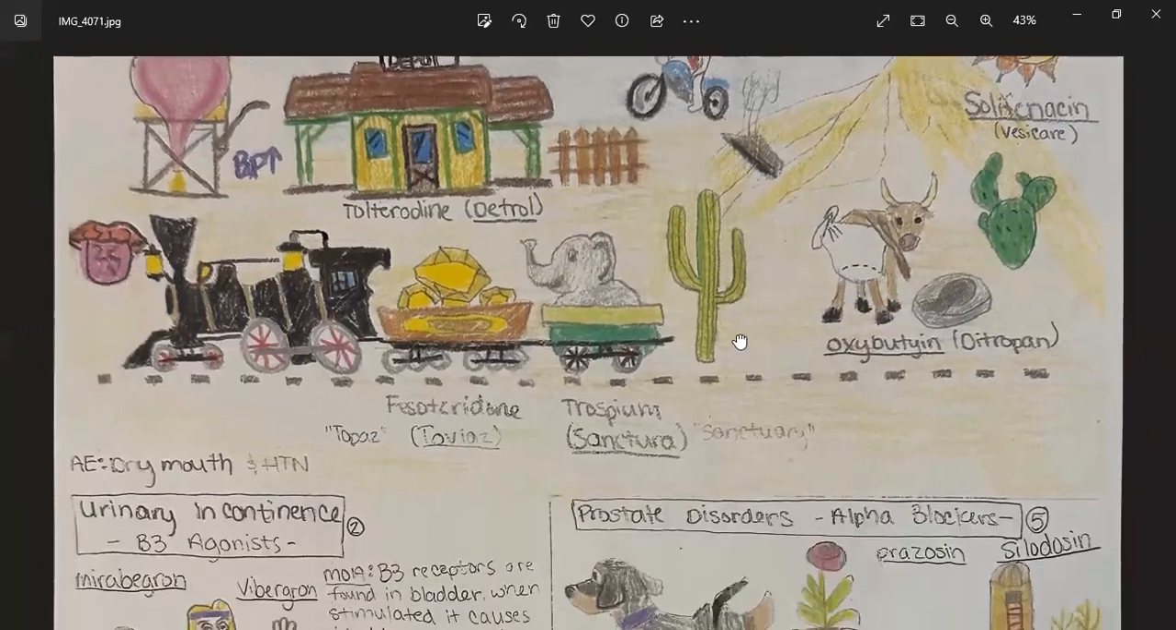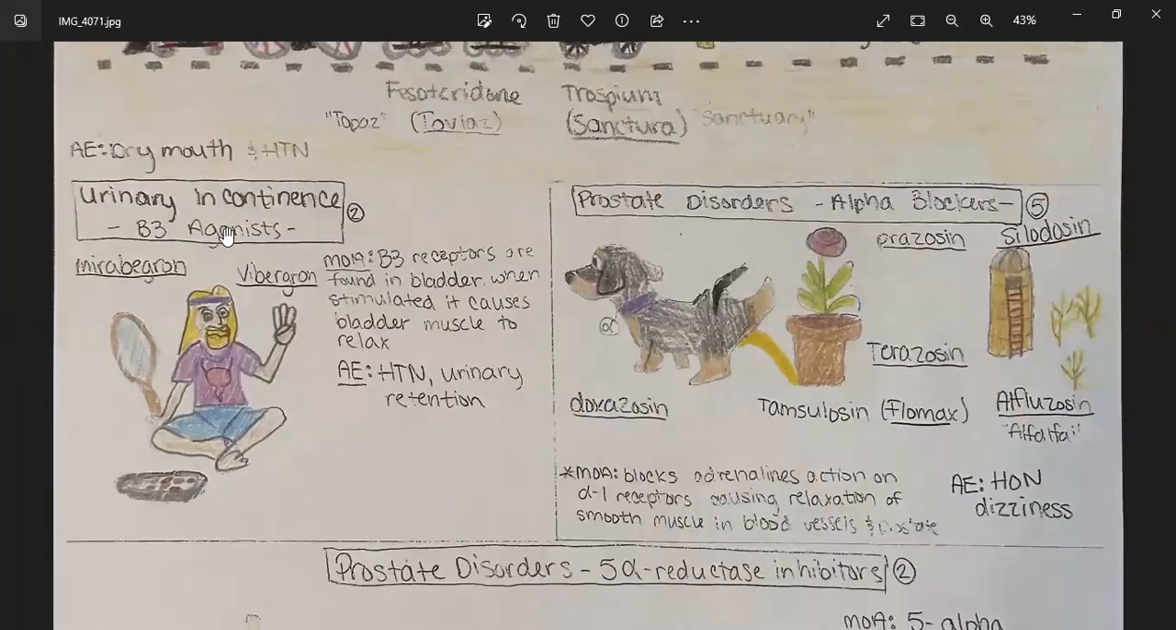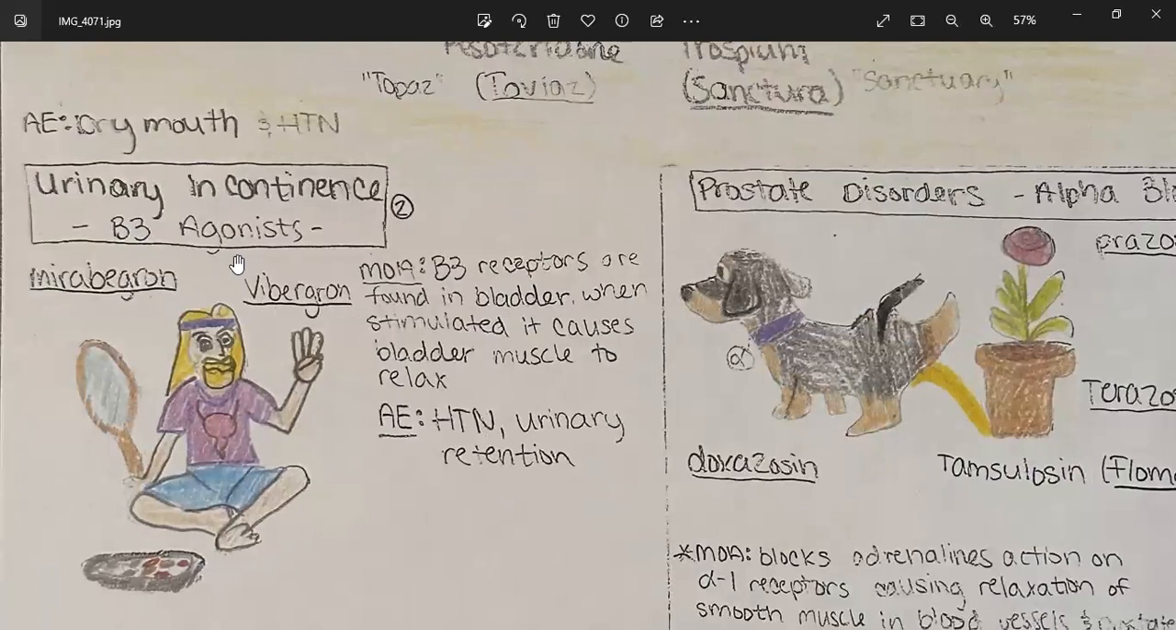So, like I said, the other category for incontinence is your beta-3 agonists. There are beta-3 receptors that are found in the bladder. And when they are stimulated, that's why it's called a beta-3 agonist, it will cause the bladder muscles to relax, therefore lessening urinary urgency and incontinence. So in this picture, we have a hippie, and instead of holding up 2 fingers like peace, he is holding up 3. That's to help you remember your MOA of beta-3 receptor agonist.